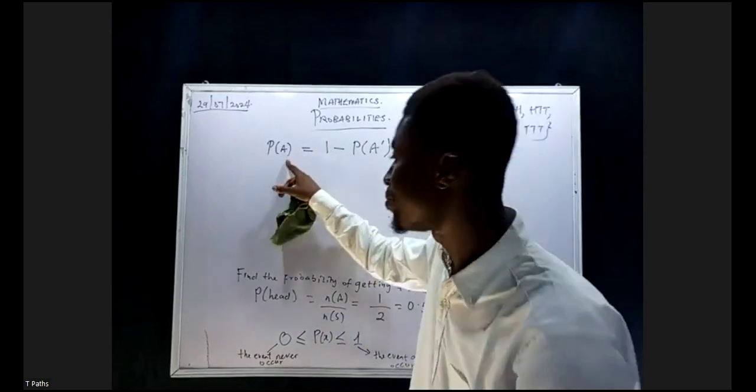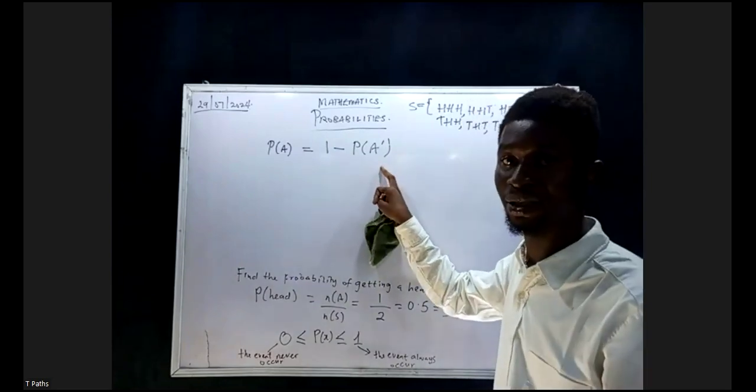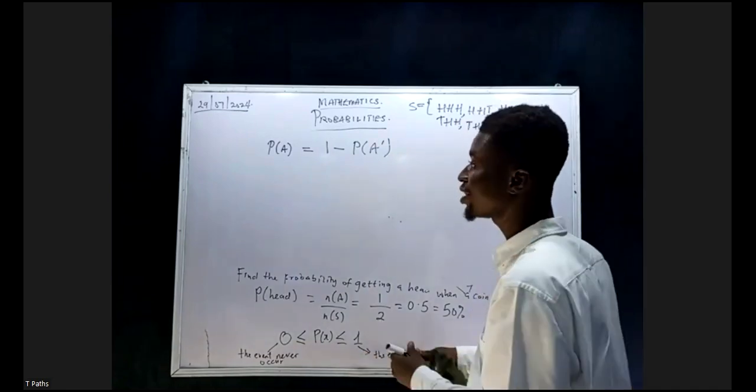The probability of an event happening is equal to 1 minus the probability of that event not happening. Remember, I told you, you can't have more than 1 in probability. So that tells me what?